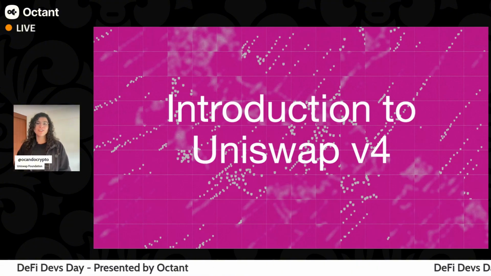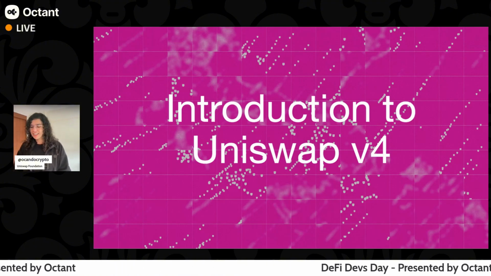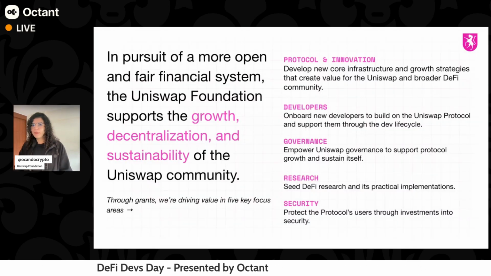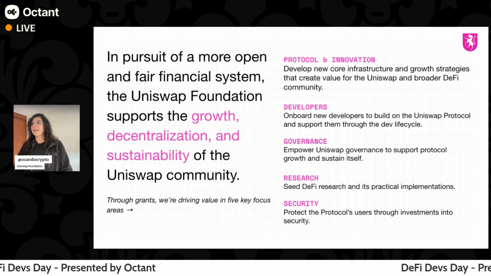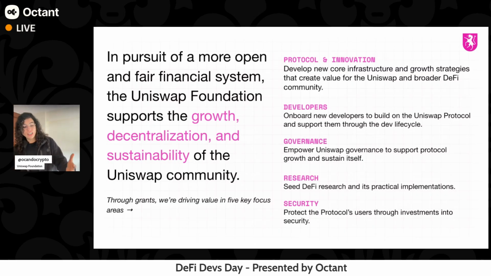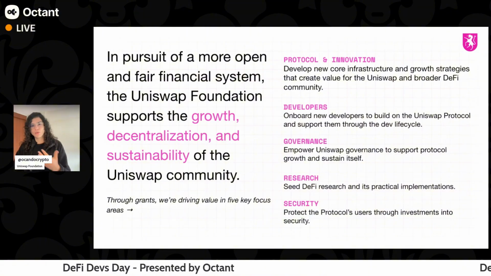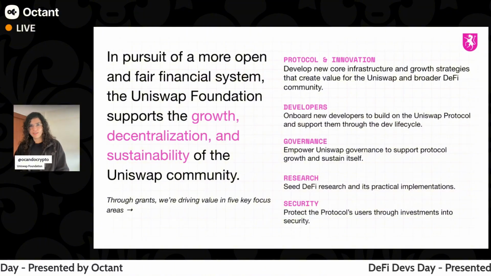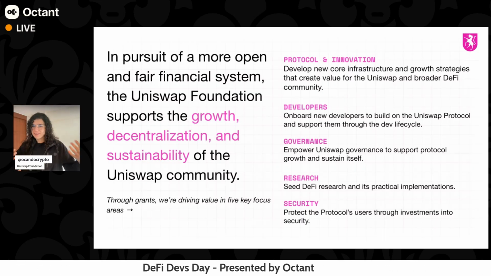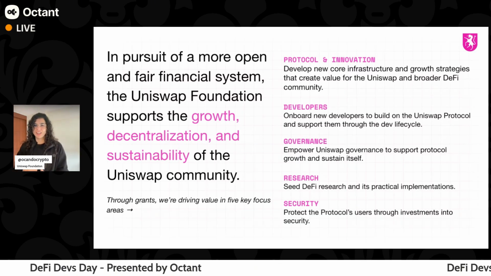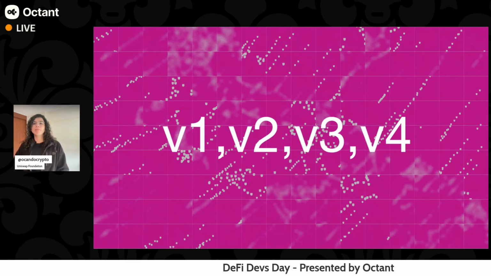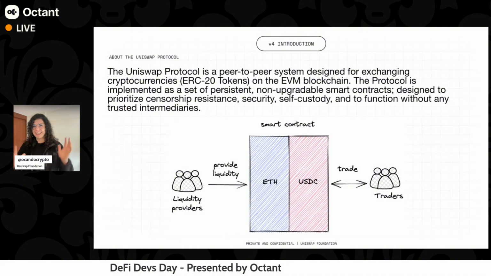So yeah, introduction to Uniswap v4. Happy to be here. As I mentioned, excited to see some of the Uniswap v4 implementations in the public goods space. I'm excited to be here from the Uniswap Foundation, which supports the growth, decentralization, and sustainability of the Uniswap ecosystem, mainly through our 5 key pillars: protocol and innovation, developers, we are here for sure, governance, research, security, and so on.